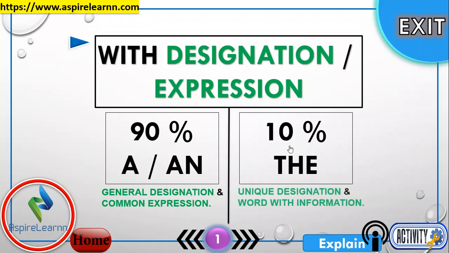2. When to use the, 10%. Used for unique designations or when referring to a specific thing. Examples: he is the CEO of the company. Unique position in a company. She is the head of the department. Only one in that role. That was the best experience of my life. Specific experience. Rule: use the when the noun is unique or has already been mentioned.